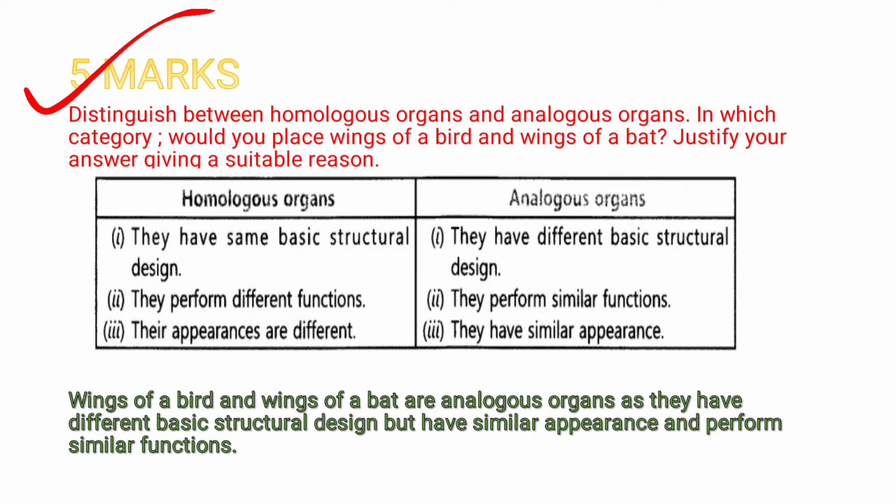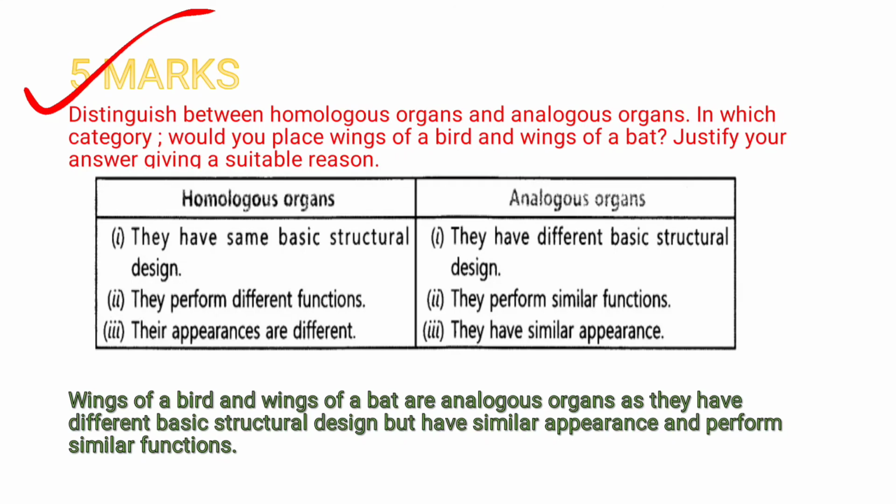First, structure: homologous organs have the same basic structure, while analogous organs have different basic structural designs. Then, homologous organs perform different functions, while analogous organs perform similar functions. Homologous organs have different appearances, while analogous organs have similar appearances. So these 3 you can write.